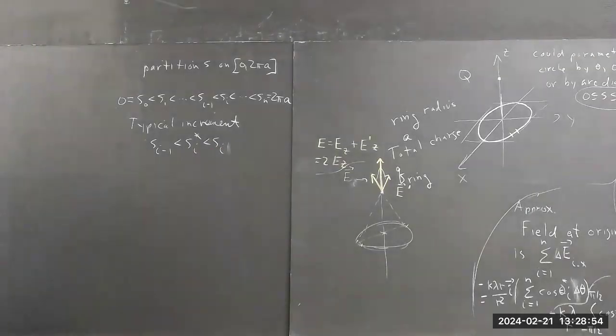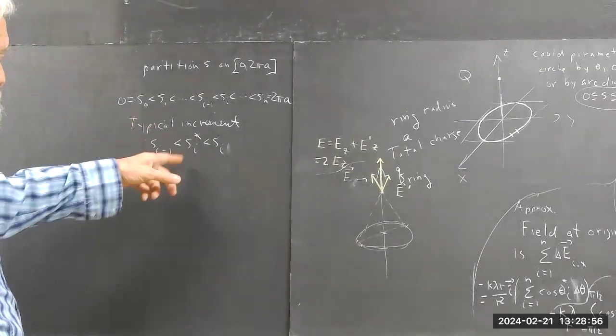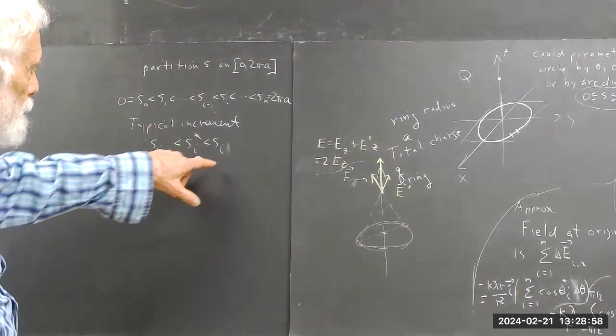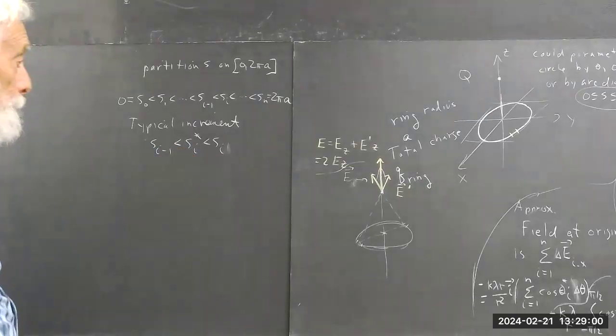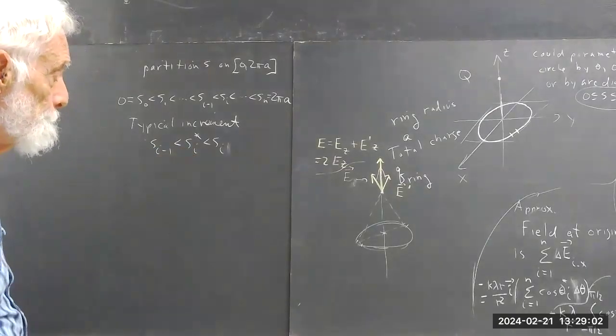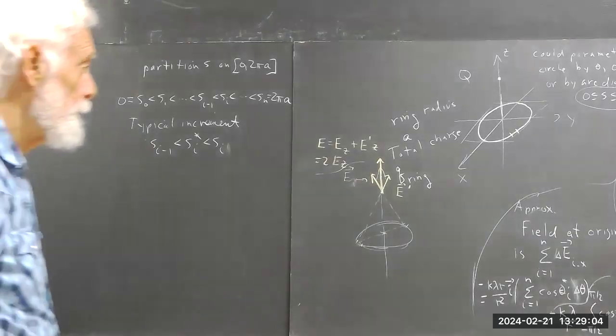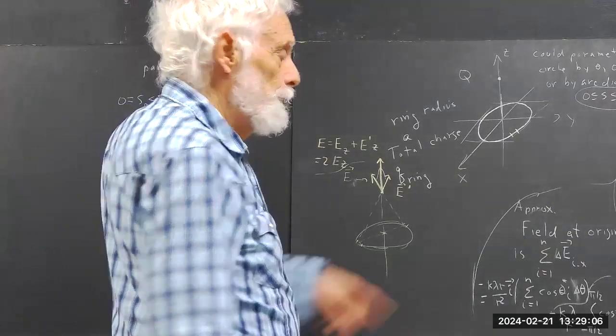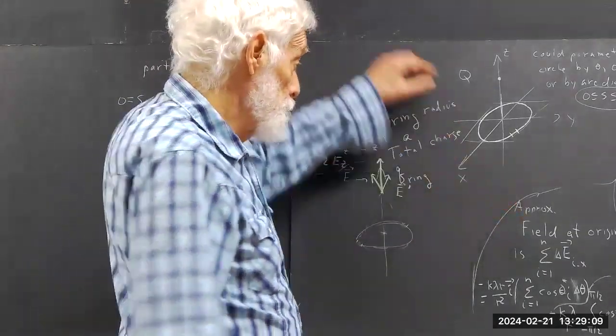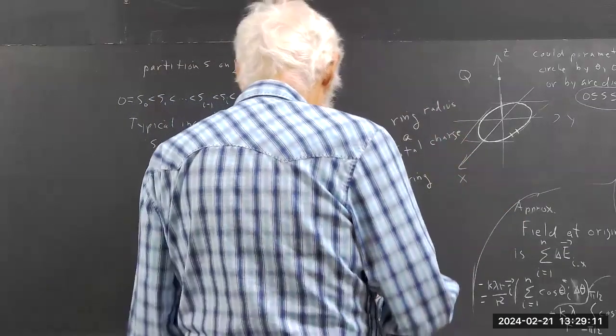Okay, typical increment, be our ith increment with sample point s_i star running from s_(i-1) to s_i. Okay, well, what I then know about the typical increment, let this be the typical increment.